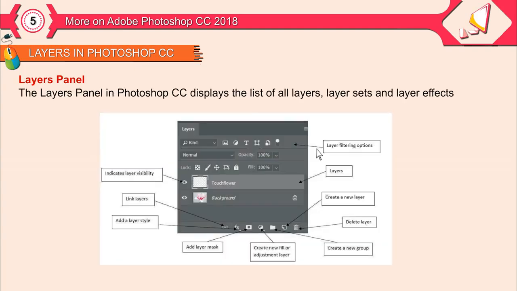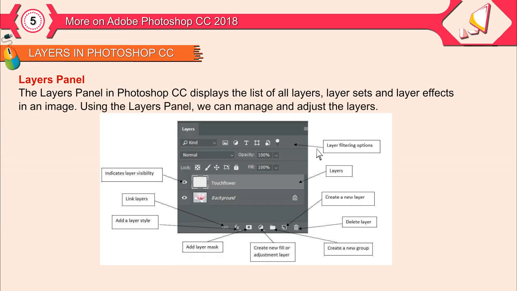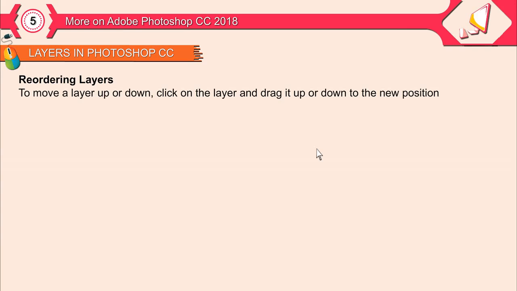Layers panel. The Layers panel in Photoshop CC displays the list of all layers, layer sets, and layer effects in an image. Using the Layers panel, we can manage and adjust the layers. Reordering layers. To move a layer up or down, click on the layer and drag it up or down to the new position in the Layers panel.